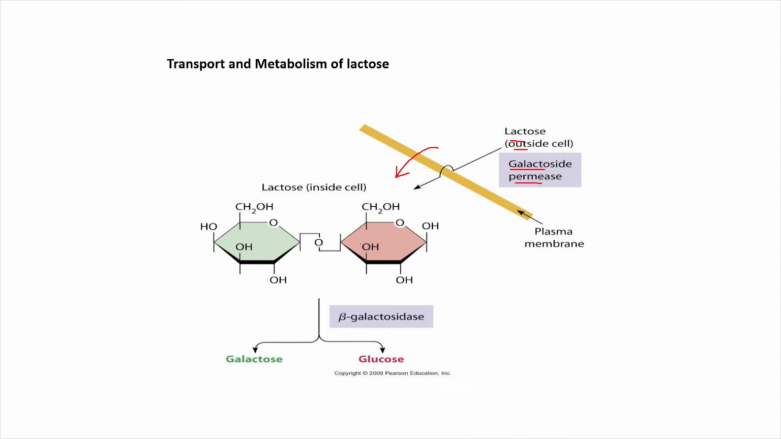As soon as lactose enters inside the cell, Lac Operon becomes active and Lac Operon codes for the enzyme beta galactosidase. So this beta galactosidase breaks down lactose into its monomer components galactose and glucose, and in this way the lactose is metabolized within bacterial cells.